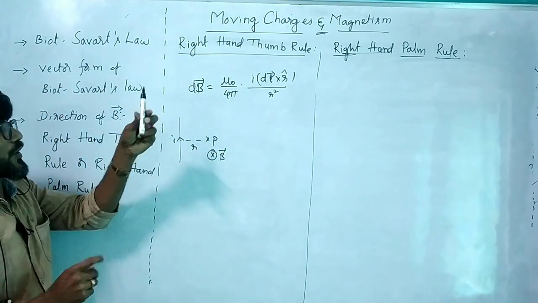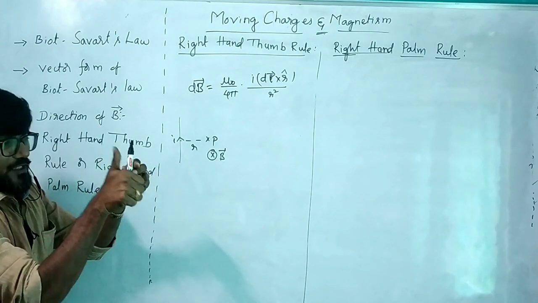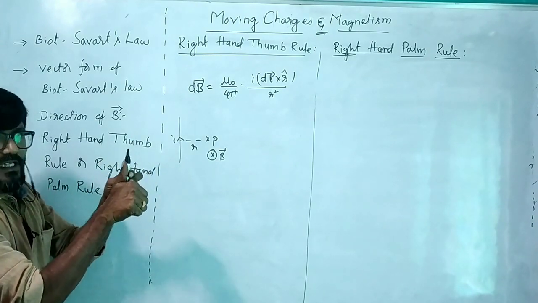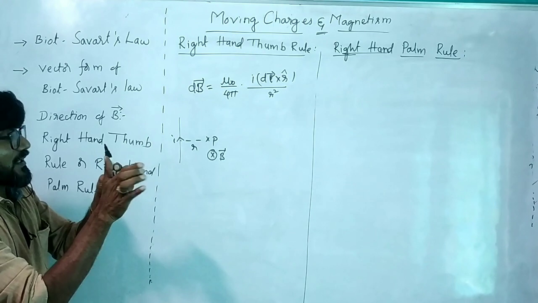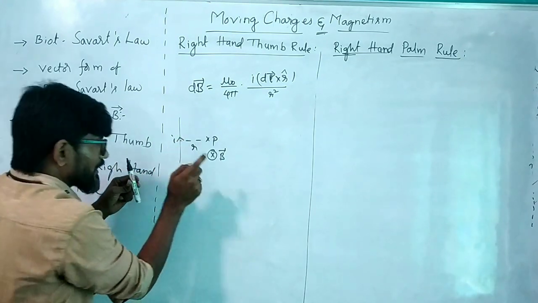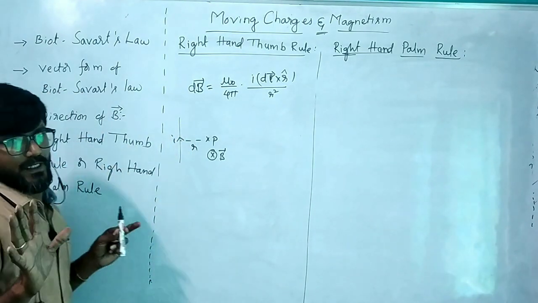Is that clear? According to the right hand thumb rule, if you stretch the thumb of your right hand in the direction of current and curl the fingers, then the direction of the curling fingers at that point gives the direction of magnetic field. Right?